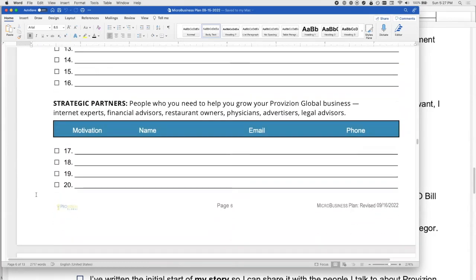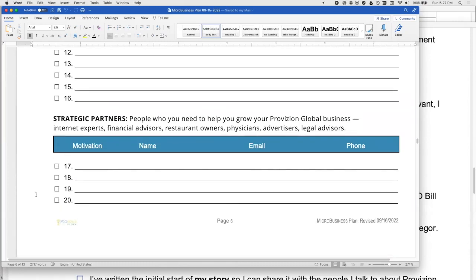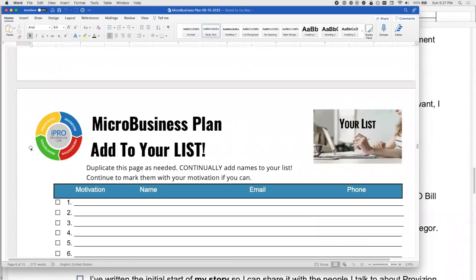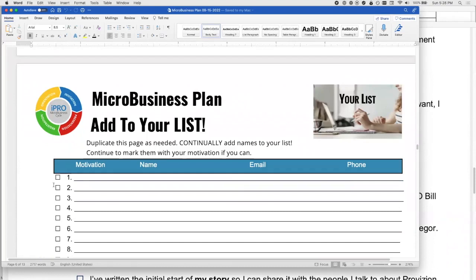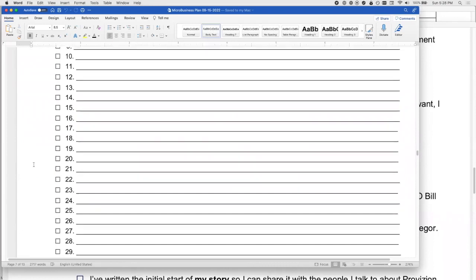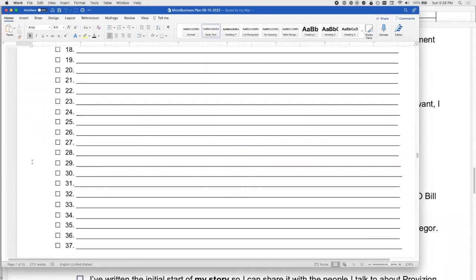Next is strategic partners. Now, these are people that you need to help you, but may not necessarily be people who are going to build a business. Internet experts, financial advisors, restaurant owners, if you're going to do meetings in their restaurant. These are the people that you want to make sure you have on your list because you're going to need people besides just yourself to build your business. You want to add to your list everyone you can think of. Take your phone out and go through your phone and put down as many people as you can on this list. Just fill it out with their name. What are their motivations that you can remember?